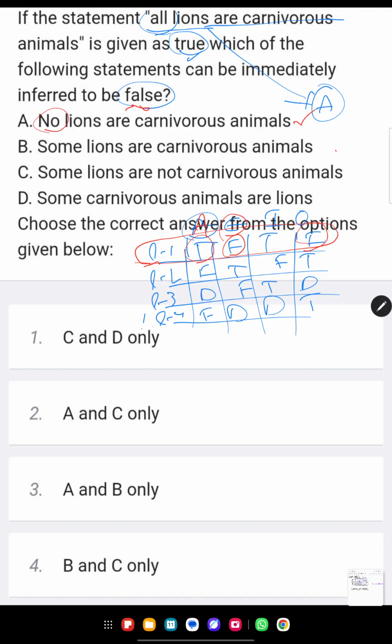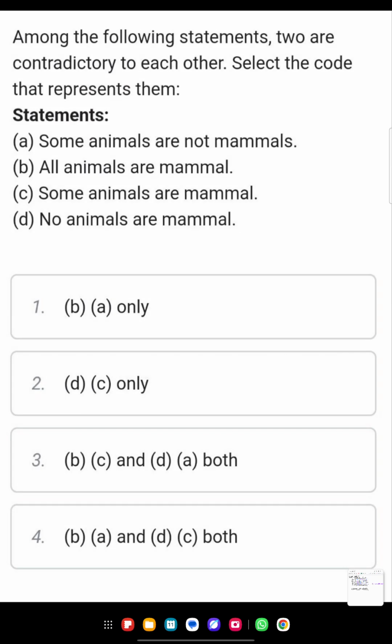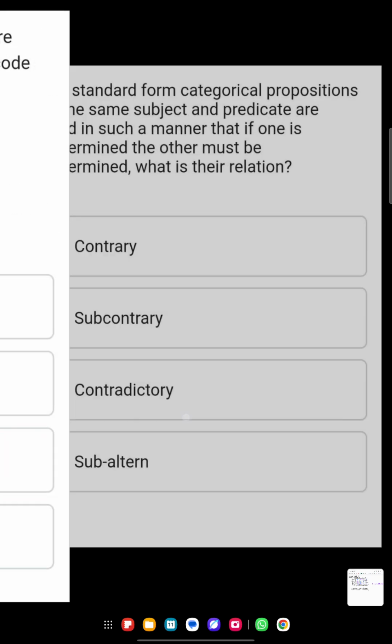That is true. And O kind of statements are, that is, "some not". Some not. So C kind of statement is also false. So A and C are the answer. So A and C, 2, is the right answer. I hope you got this. You understood this. So let us see one more example.